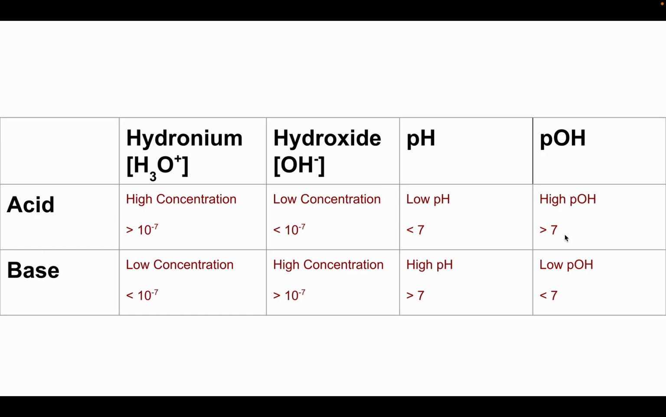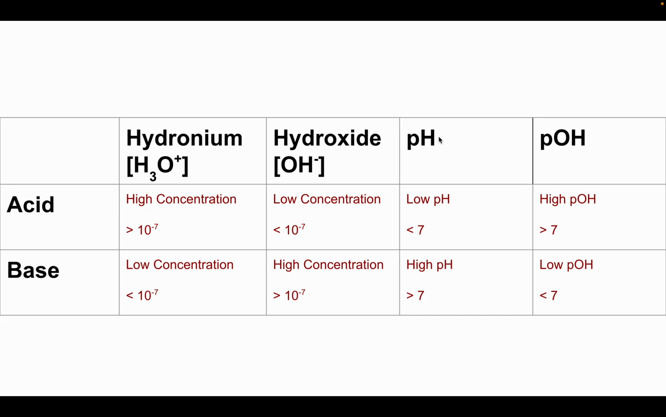Well, if you look at a substance and its pH is less than 7, I think this is probably the most important one for you to know, if the pH is less than 7, then it's an acid. Similarly, for a base, if the pH is greater than 7, it's a base. You can also use these other quantities to determine whether it's an acid or a base, but the pH is the one that I think is the most important to memorize.